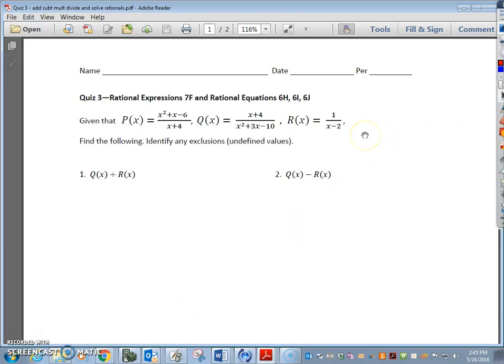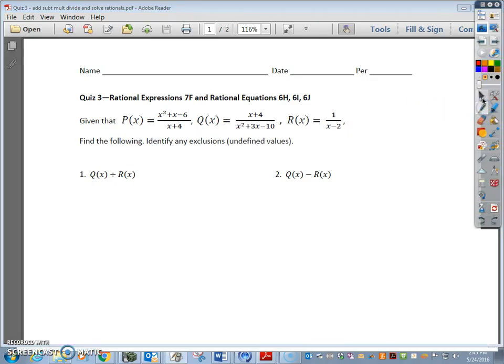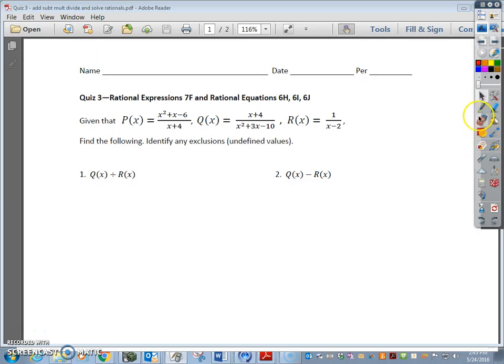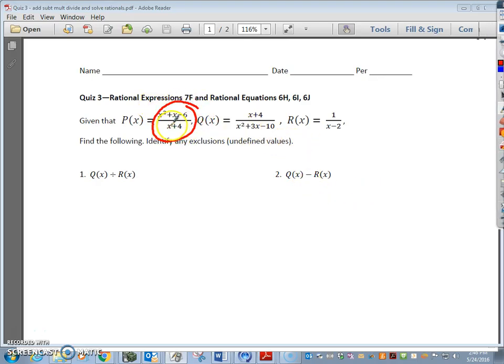Okay, so we're gonna go over quiz 3, rational expressions and rational equations. So let's begin. Number one. First of all, we have these three rational equations, P of x, Q of x, and R of x. P of x is the rational equation x squared plus x minus 6 over x plus 4. Q of x is this rational equation. R of x is this one right here.